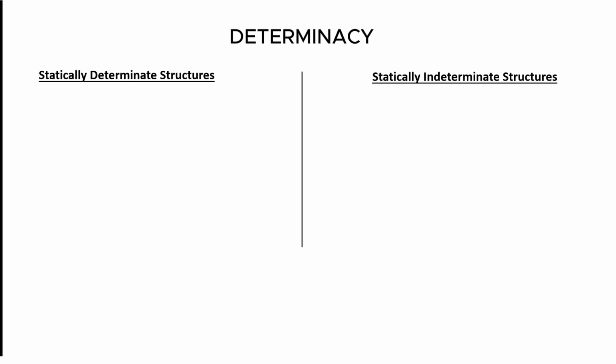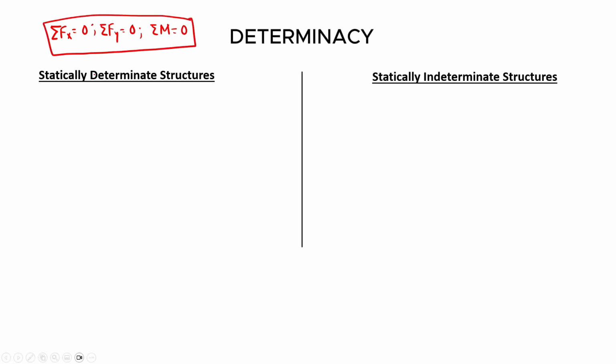In this video, we'll be looking at how to find the determinacy of these structures, whether they are statically determinate or statically indeterminate. Before that, let's recall our equations of equilibrium from statics. We know that for any structure in a 2D plane, the summation of forces in the x-axis is equal to 0, the summation of forces in the y-axis is equal to 0, and the summation of moments at any point in the structure should be equal to 0 to maintain its equilibrium. So we have three equations of equilibrium.